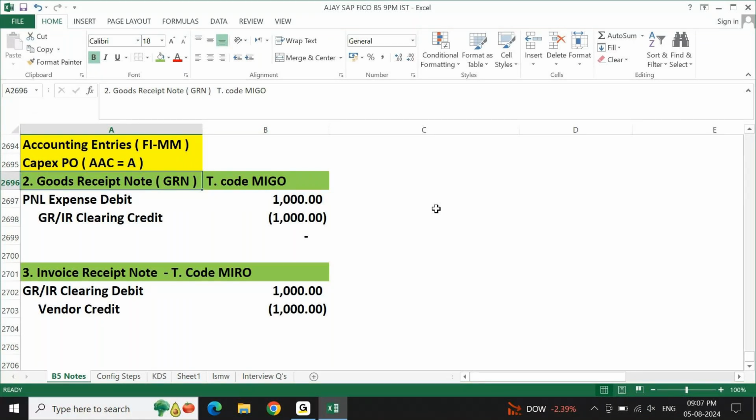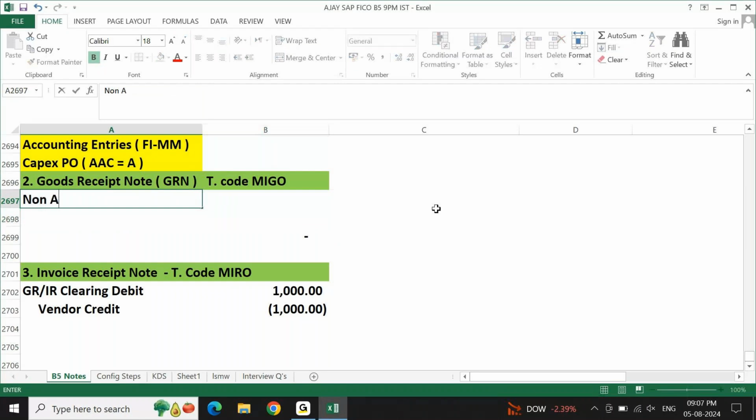In case of a fixed asset, there are 2 points here. You can capitalize the asset at the time of a GRN, or you can capitalize the asset at the time of invoice. Usually what we all follow in the real environment is we don't capitalize the asset at the time of a GRN. Instead, you will capitalize the asset at the time of invoice. Considering this, here there is no accounting impact.